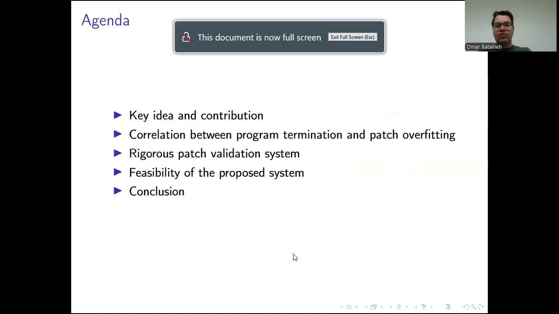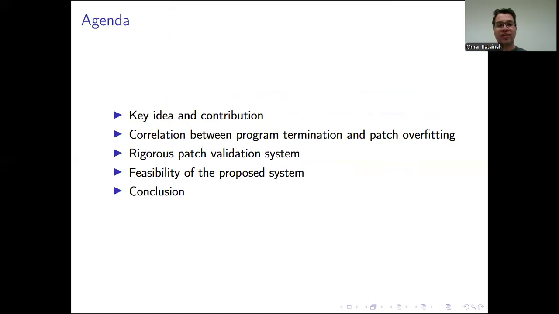As an agenda for this talk, I will first describe the key contribution of this paper, which mainly talks about the correlation between patch overfitting in automated program repair and proper program termination, and other aspects related to the bug that is being repaired by the APR system, or the automated program repair system. Then I will describe a rigorous patch validation system to mitigate or reduce the impact of overfitting in program repair, and discuss the feasibility of the proposed approach.